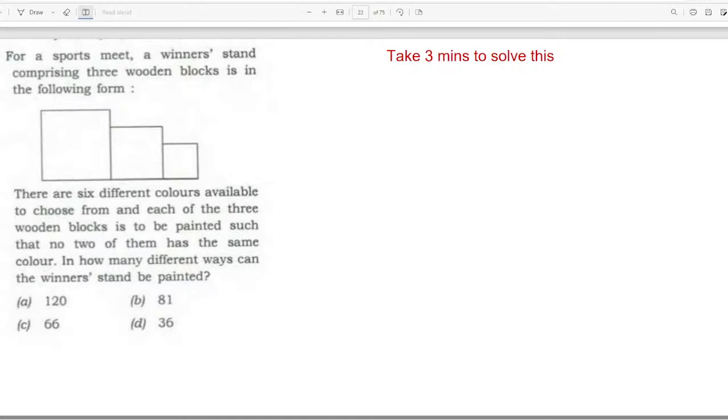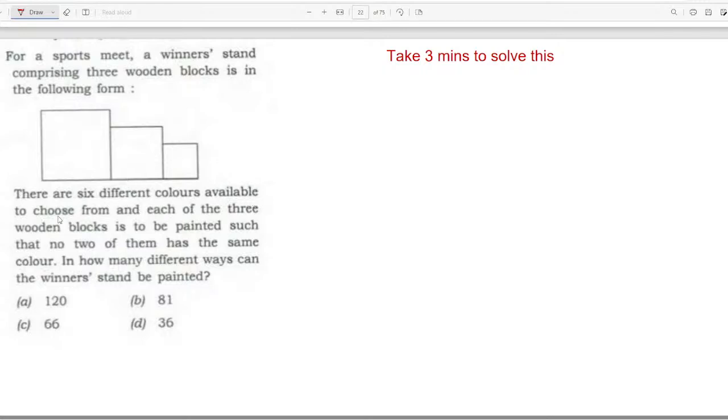Okay, there are 5 responses for option A, and we'll see how to go about this question here. For a sports meet, a winner's stand comprising 3 wooden blocks is in the following form. And this is the block. So first person will stand here, second place will stand here, and third place will stand here.